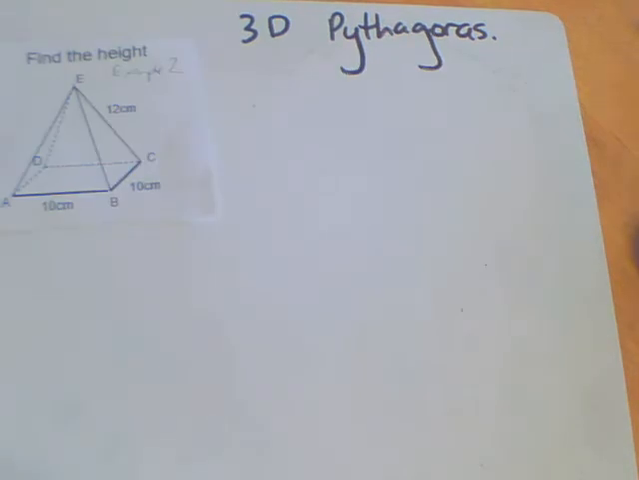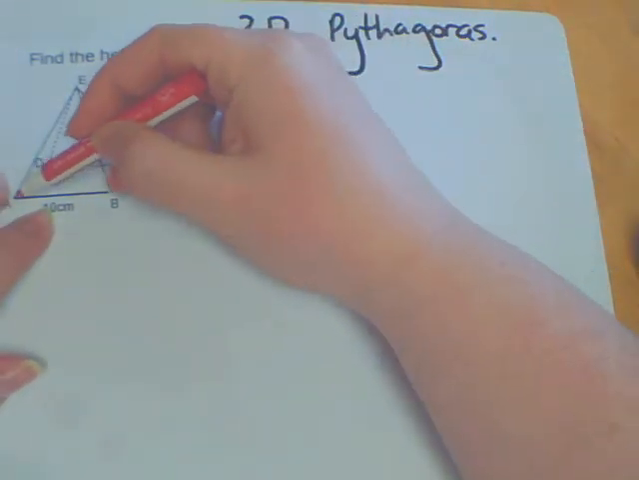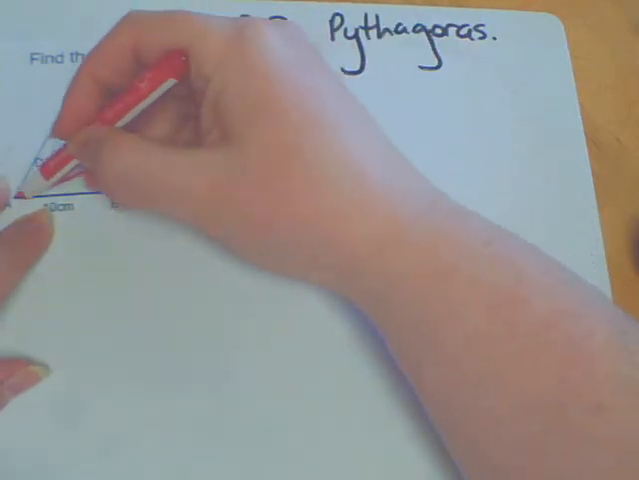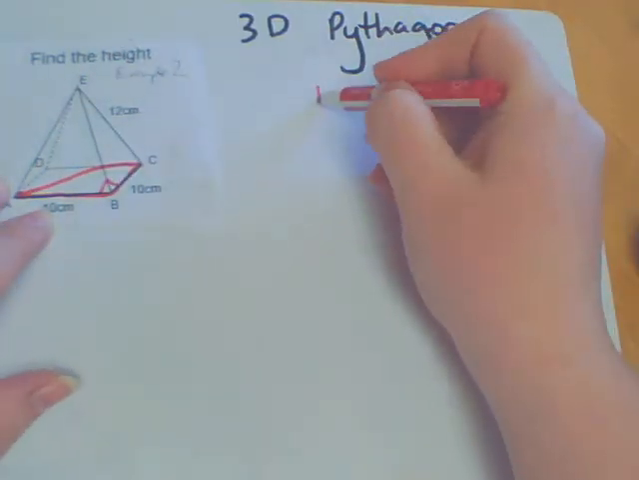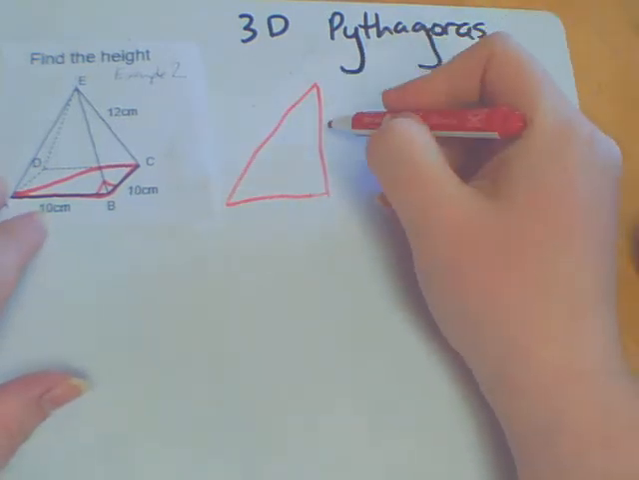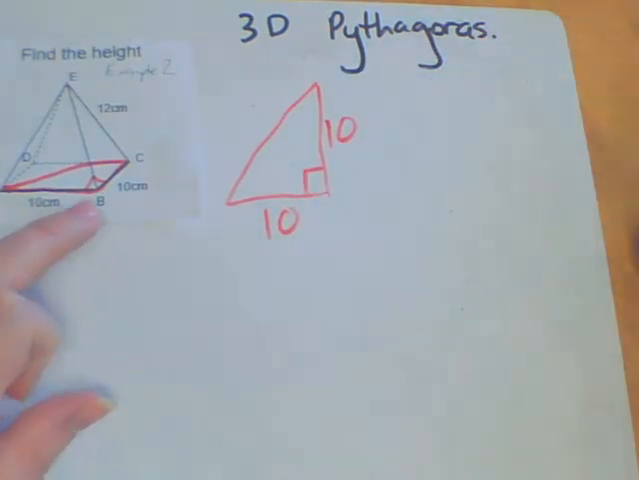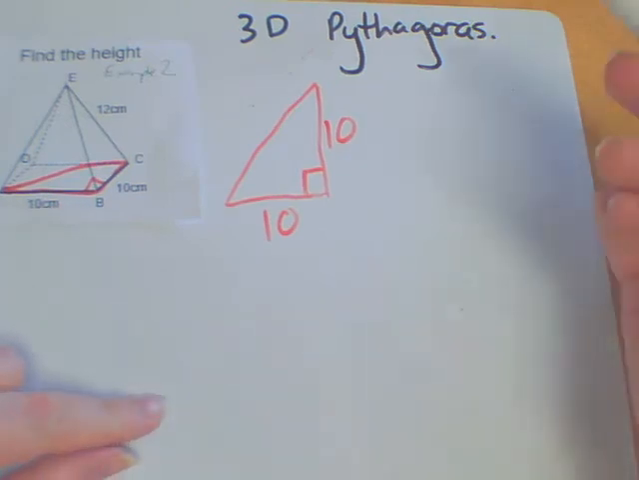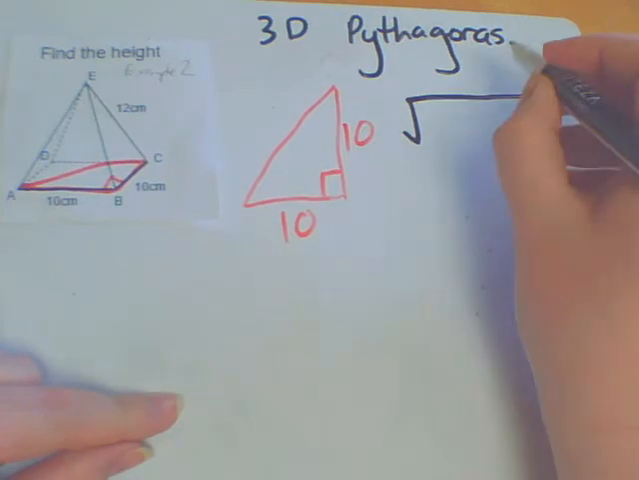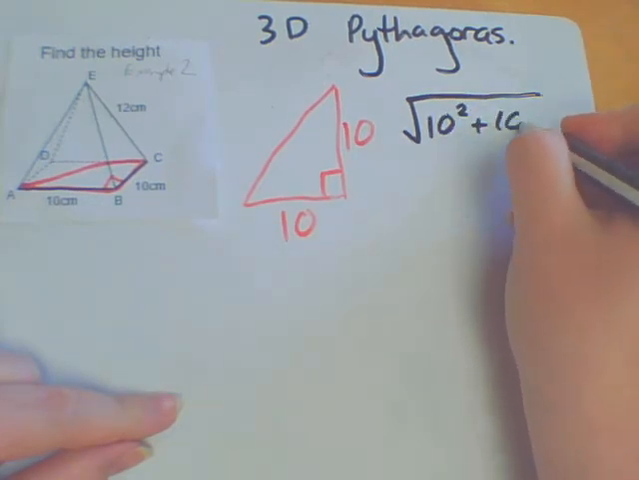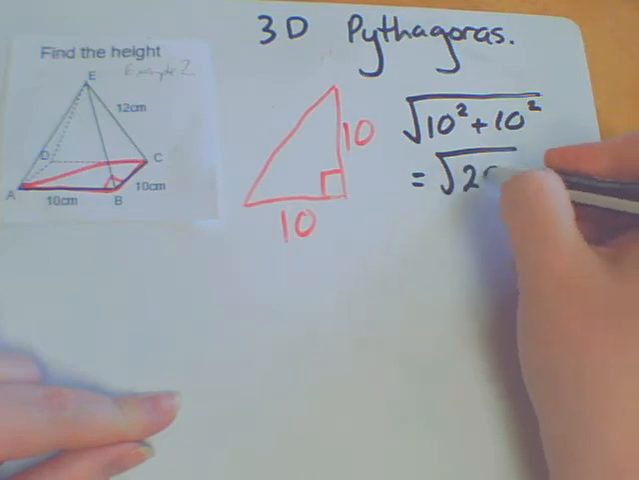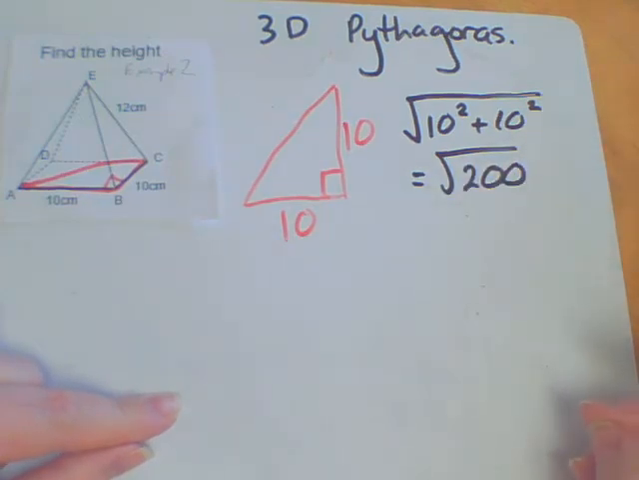Here's one for you to have a go at then, following the method that I have just given you. So first thing, you need to work out your length A to C. So my length A to C goes across here. So my triangle should look like that. Complete your Pythagoras on that part then. So the square root of 10 squared plus 10 squared, which is the square root of 200. Hopefully that's what you've got.